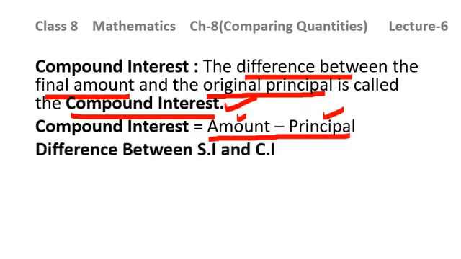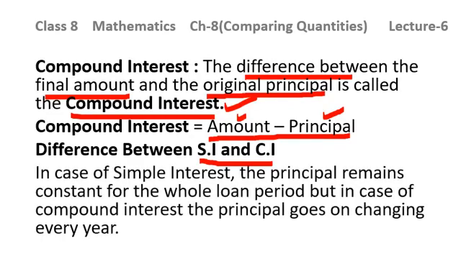And now, what is the difference between SI and CI? This point is very important to note down because this should be very much clear to you: what is the difference between simple interest and compound interest? Let us see. In case of simple interest, as the name is simple, the principal will remain constant for the whole loan period, or for a particular duration, whatsoever is the time period mentioned.